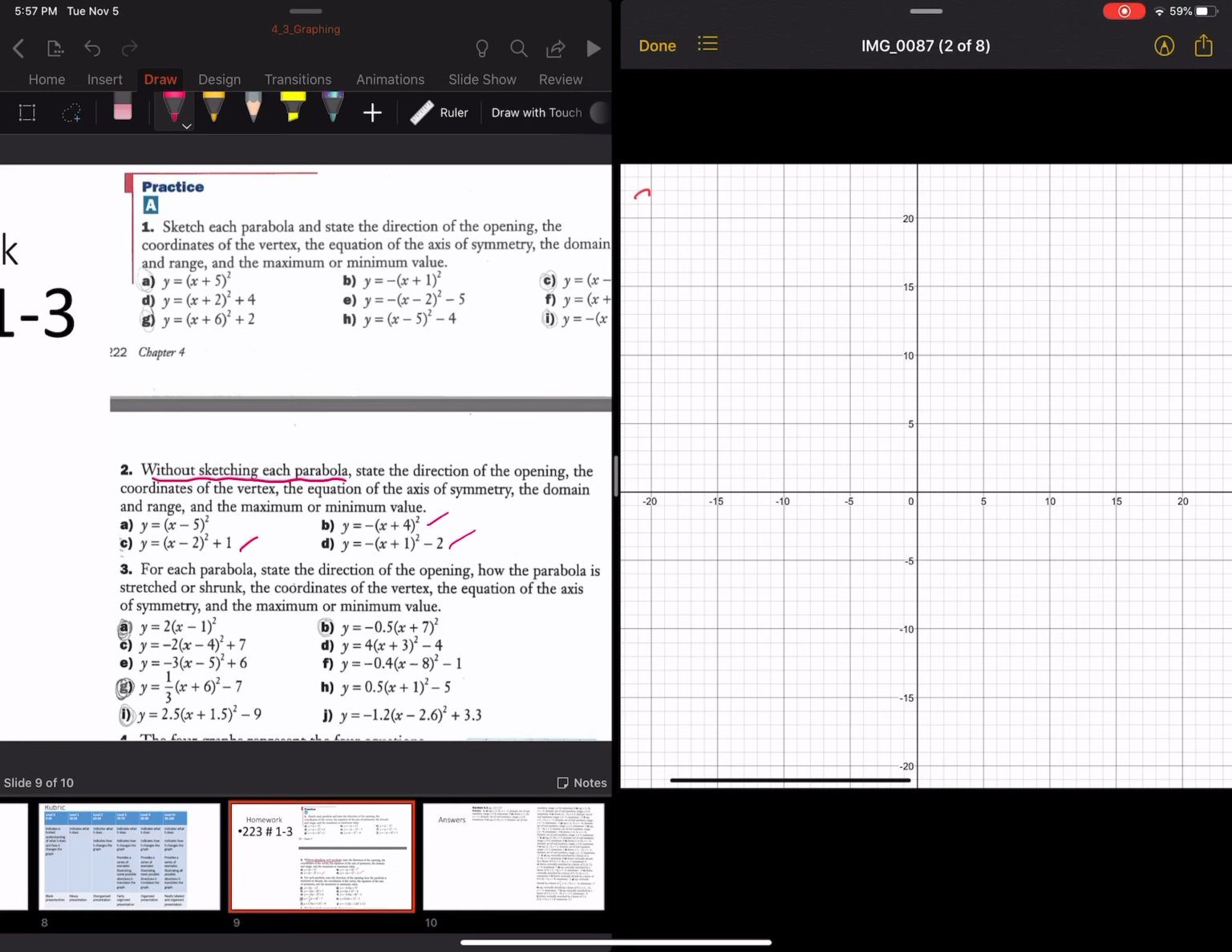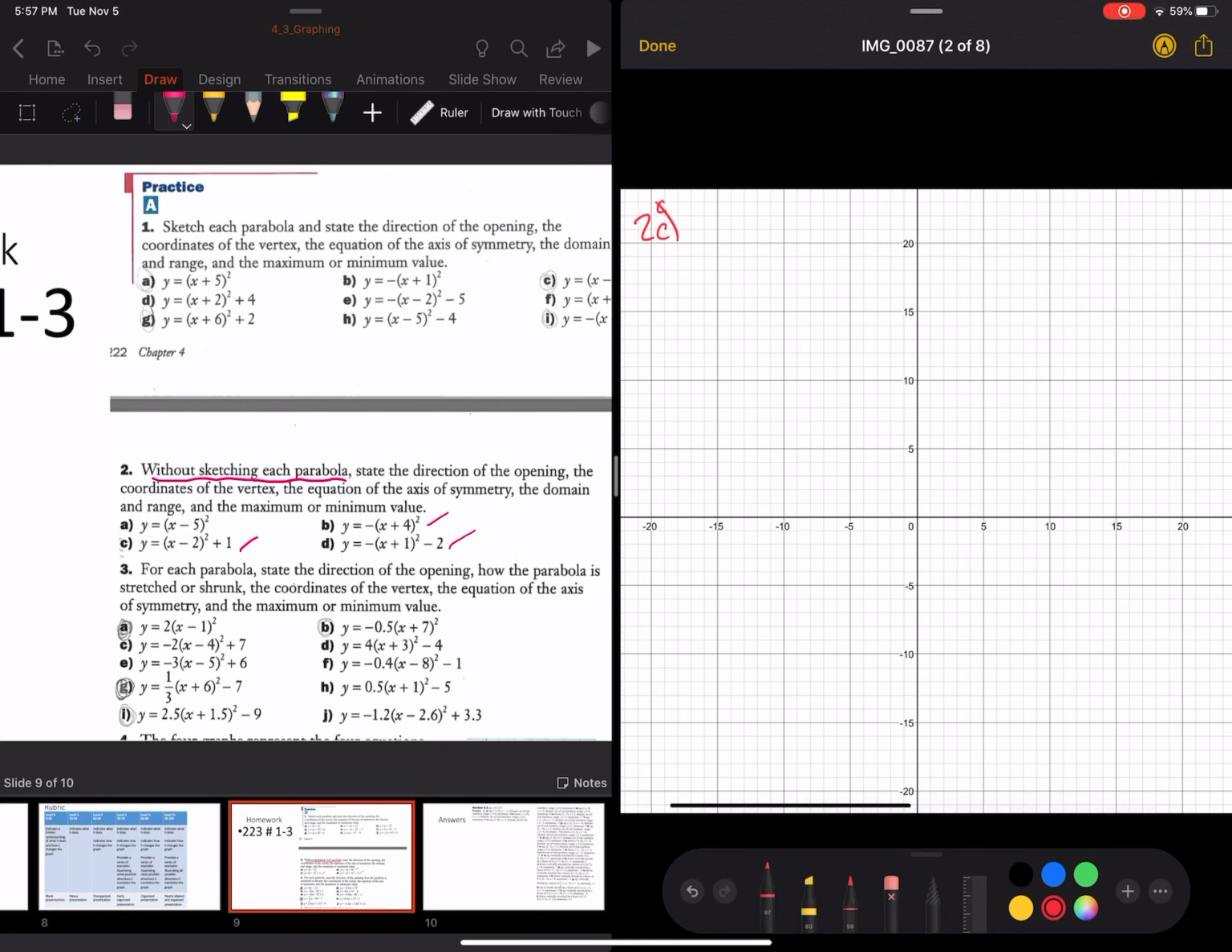All right, let's see how to do part 2C. 2C is the following. Where is that? It's right here. Y equals x minus 2 squared plus 1. Okay, so it opens like that, upward.